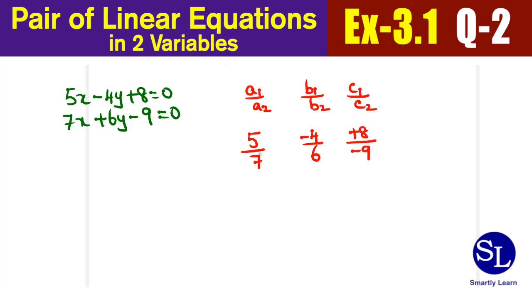If you compare the fractions, 5 by 7 is not equal to minus 4 by 6. So A1 by A2 is not equal to B1 by B2. Therefore, the two lines intersect. So in this fashion, these two lines intersect. So this is what they expected us to find out.